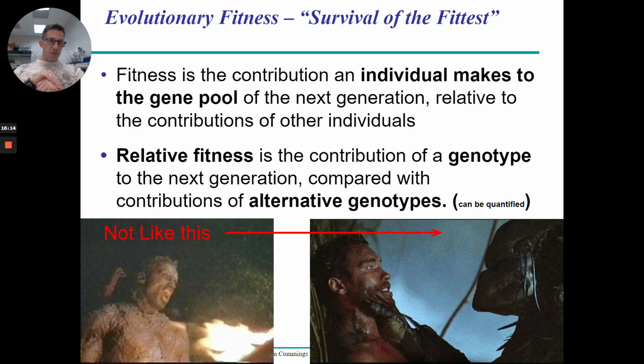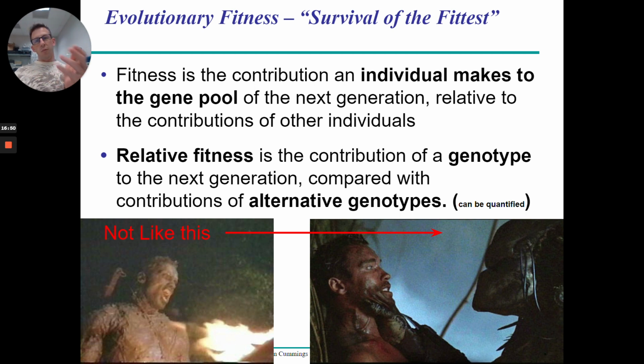Evolutionary fitness, also known as survival of the fittest, is another way of saying natural selection. Fitness is the contribution an individual makes to the gene pool of the next generation relative to the contribution of others. When we talk about evolution by way of natural selection, as Darwin pointed out, he said that individuals who have a higher reproductive success rate will survive, meaning they will have survived long enough to reproduce, and then they get to send their genes on to the next generation.